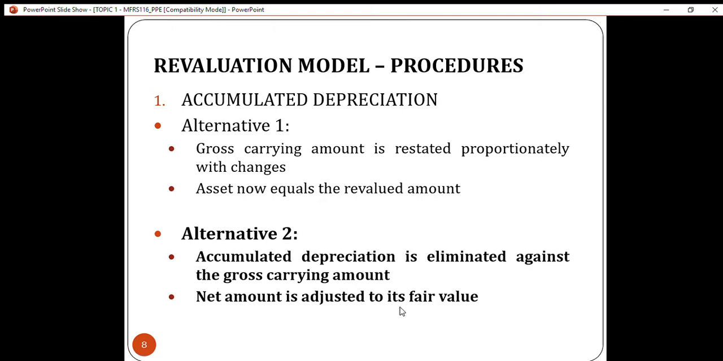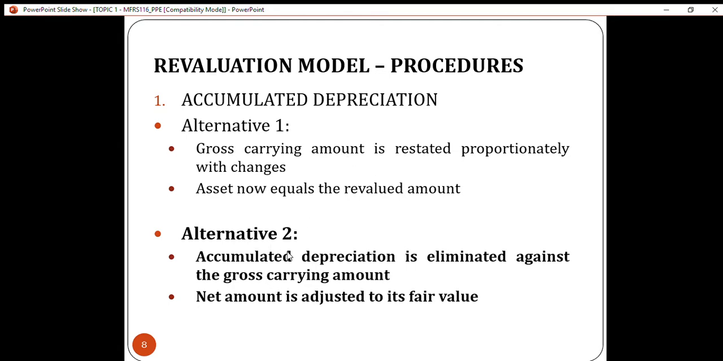Next, this is about the procedures of the revaluation model. Basically, we have two alternatives that can be applied for the revaluation model. For the first alternative, the gross carrying amount is restated proportionately with changes, and the asset now equals the revalued amount. The first alternative is more applicable to non-depreciable assets, that is land.